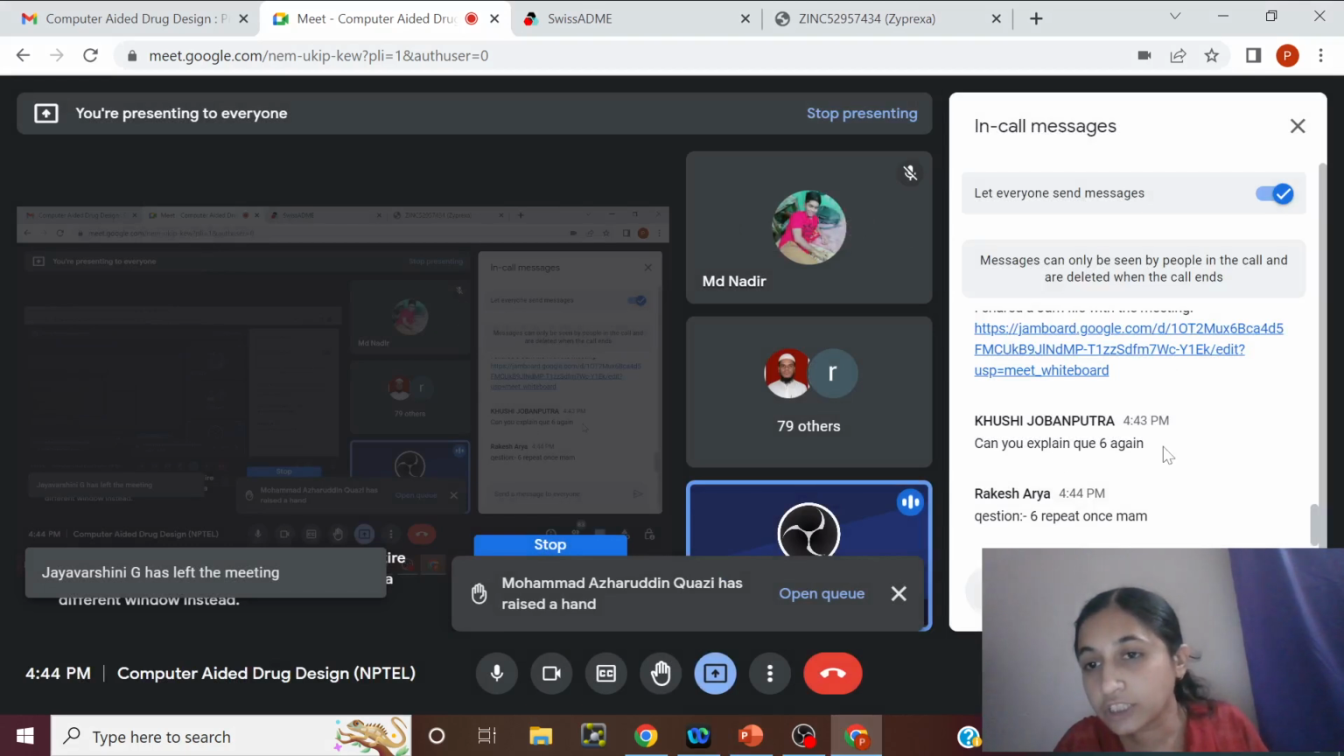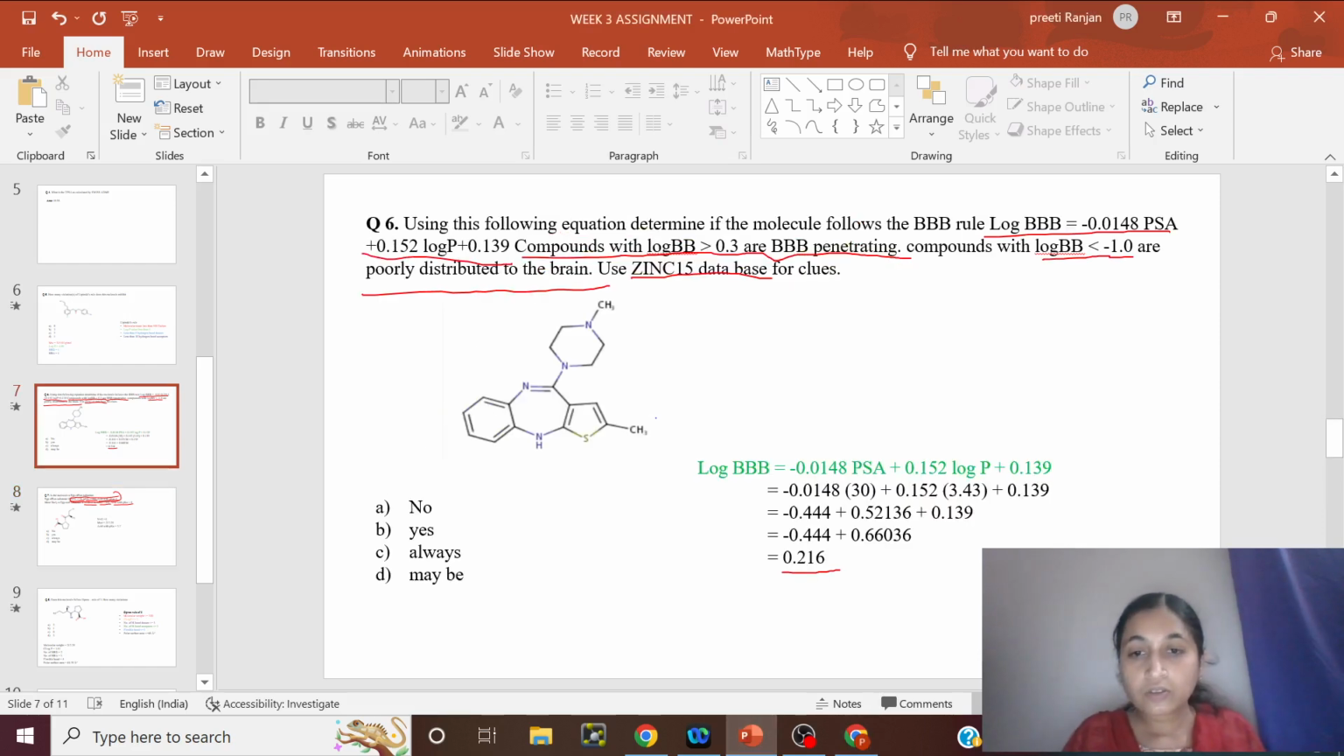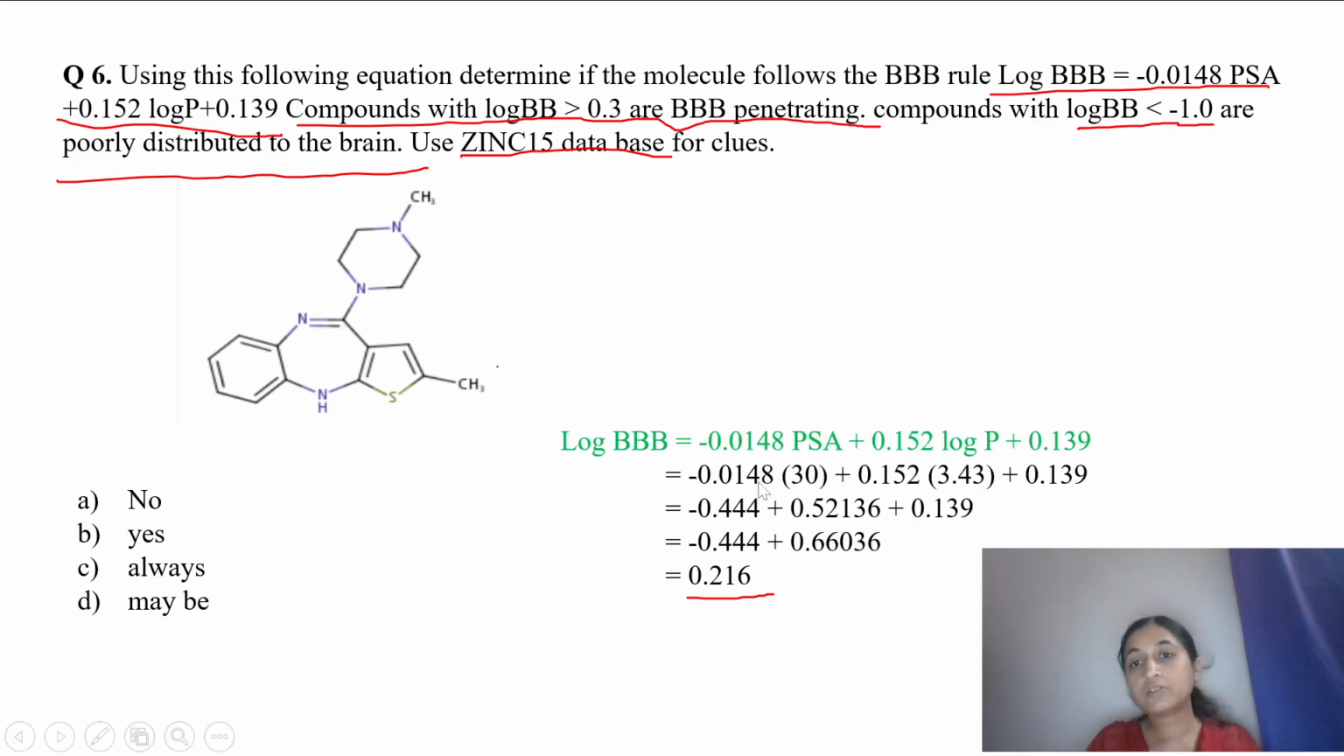Can you explain question 6 again? Question once again. What happened in question 6? Tell, what doubt is there? Yes, say it.